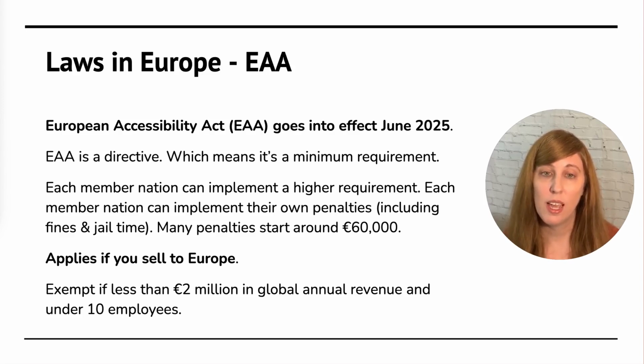The EAA applies to your business if you sell to Europe. That means it applies to you even if your business is outside of Europe. You are exempted if you are what's called a micro enterprise. That means you must meet both of the following criteria. You have less than 2 million euros in global annual revenue and less than 10 employees.